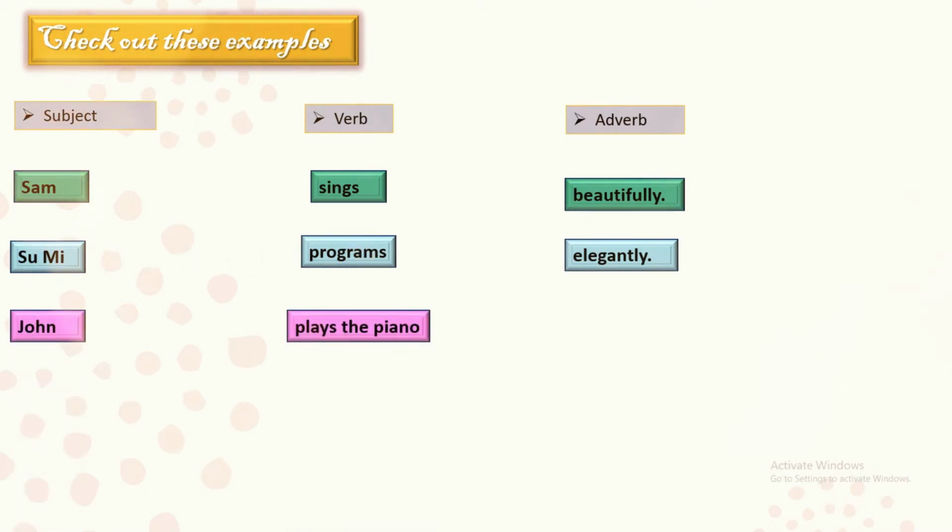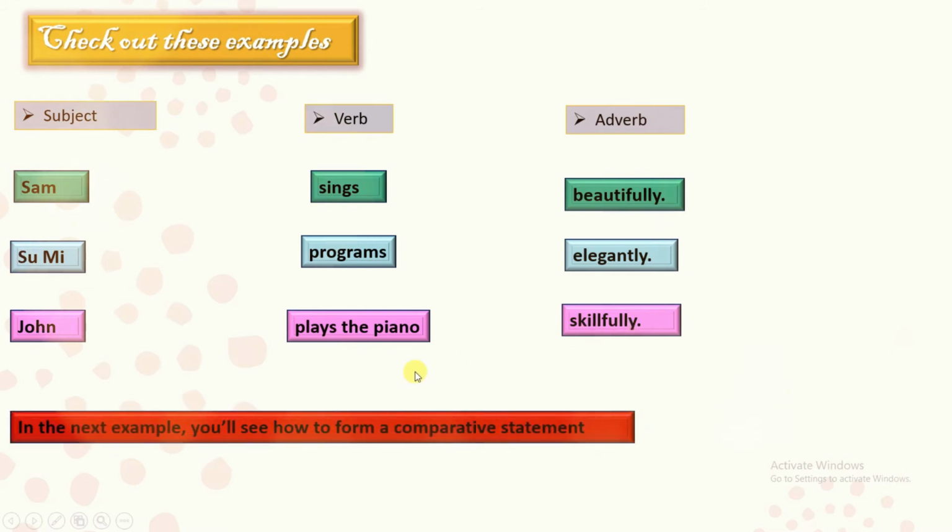John plays the piano skillfully. Skillfully adds more information to the way John plays the piano. How does he play the piano? Skillfully. Very nice. I hope you understand now the meaning of the adverb. In the next example, we'll see how to form a comparative statement using adverb.